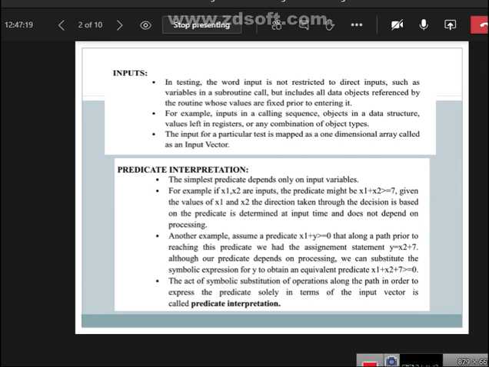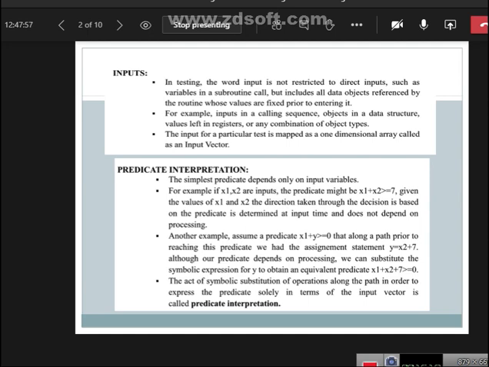For example, if x1 and x2 are the inputs, then the predicate might be x1 plus x2 greater than or equal to 7. Given the values of x1 and x2, the direction taken through the decision is determined at the input time. At the time we give the input, we should get some predicate, and based upon that predicate, the processing will happen.